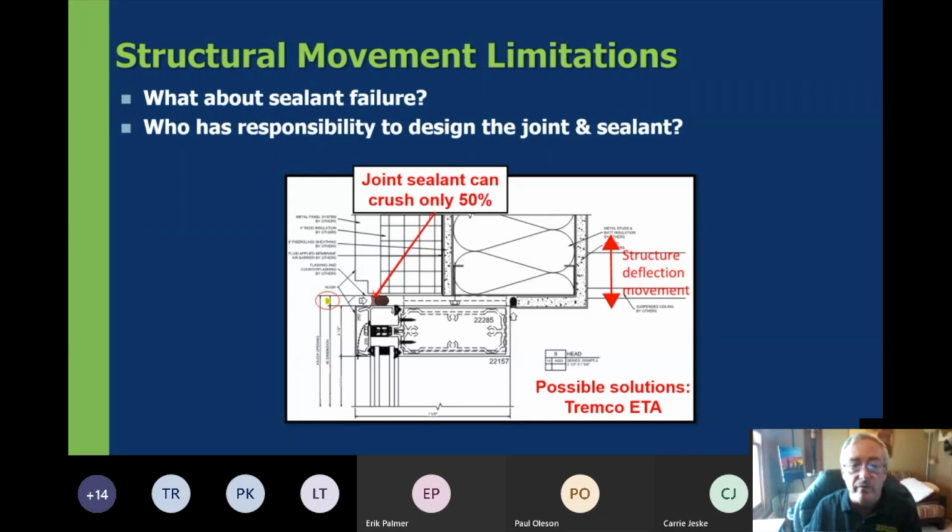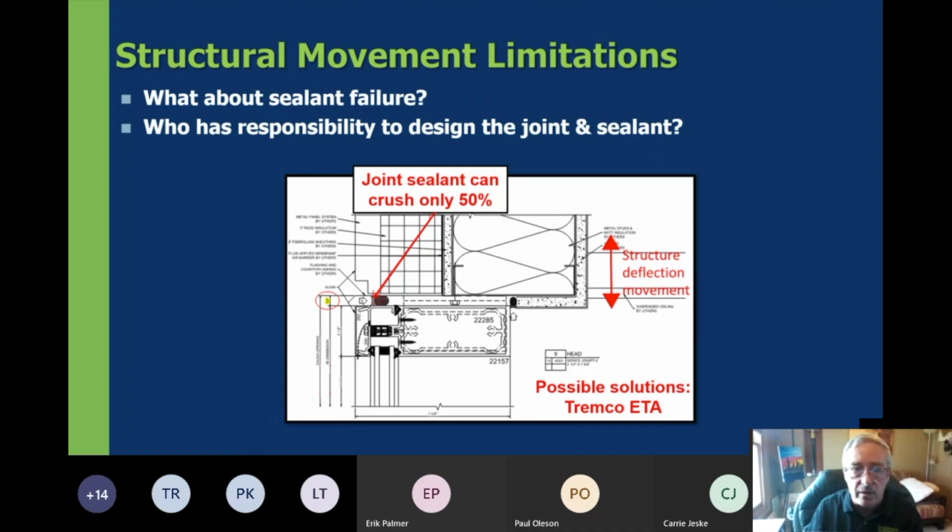with live load movement, or if it's a roof structure, it will have some wind uplift and some snow movement associated with that as well. So joints need to be designed to accommodate that same building movement and include the thermal expansion of the system.